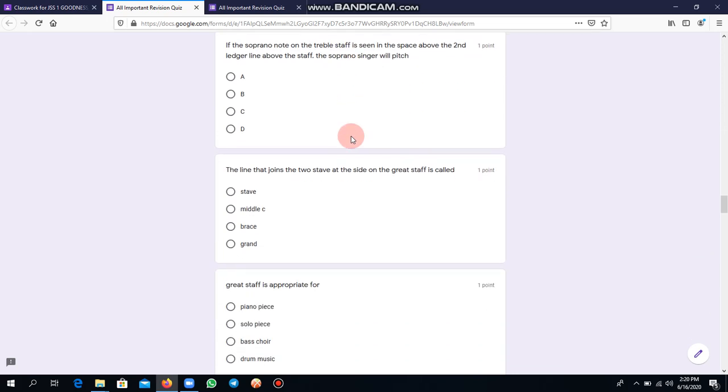Okay? If the soprano note on the treble staff is seen in the space above the second ledger line above the staff, the soprano singer will pitch? The first ledger line above the treble staff is A. Then the second ledger line will be C. Are you there? Yes. The space above it will be G.